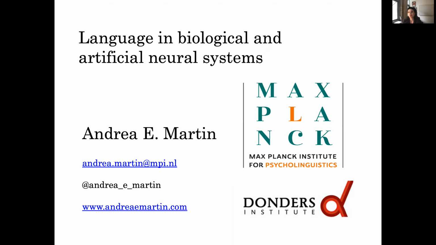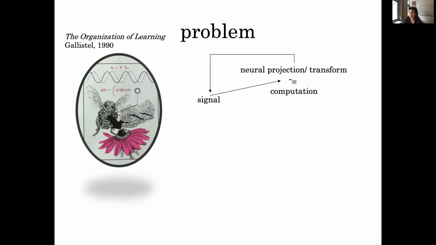So today I'd like to tell you about how language might be represented in biological and artificial neural systems. Biological neural systems take signals in the environment and transform them to serve the goals of the organism and its behavior. And we can see this transformation as a form of computation.